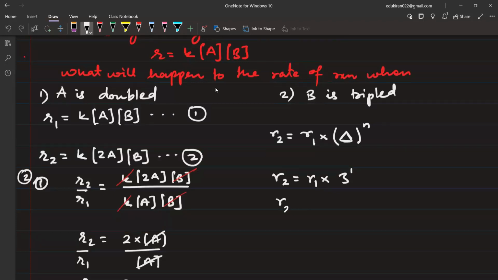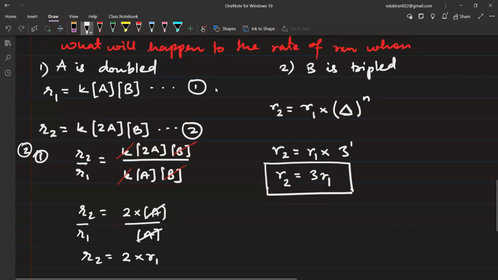So I will write R2 is 3 times R. So whenever you see a question of A is double, B is triple, then you will use this type of formula that R2 is equal to R1 multiplied by whatever is changed to its power. If you have two things changing, whatever is changed to its power will be multiplied in the R1 to get R2.